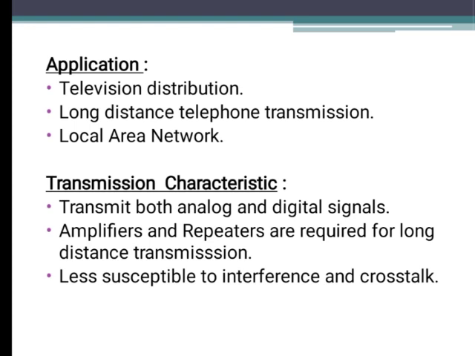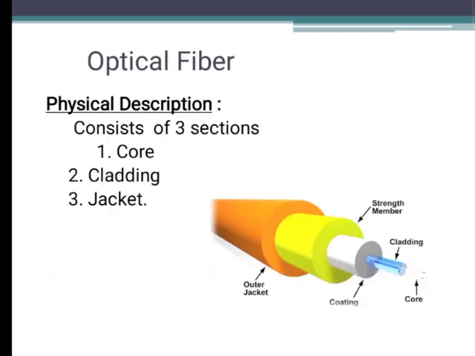Its applications are: it is used in television distribution, long distance telephone transmission and local area network, that is LAN. Its transmission characteristics are: it transmits both analog and digital signals like twisted pair cable. Amplifiers and repeaters are required for long distance transmission. It is less susceptible to interference and crosstalk.